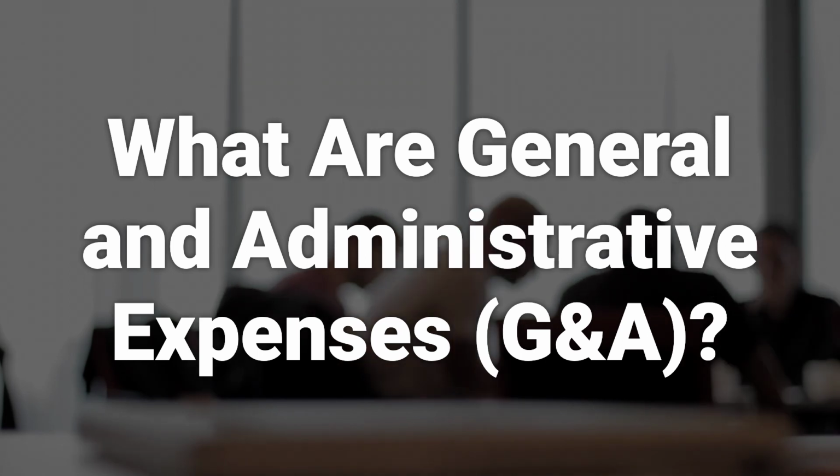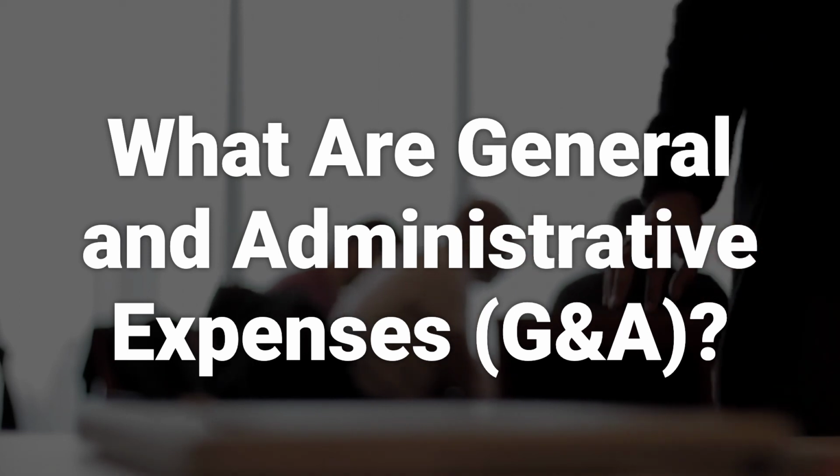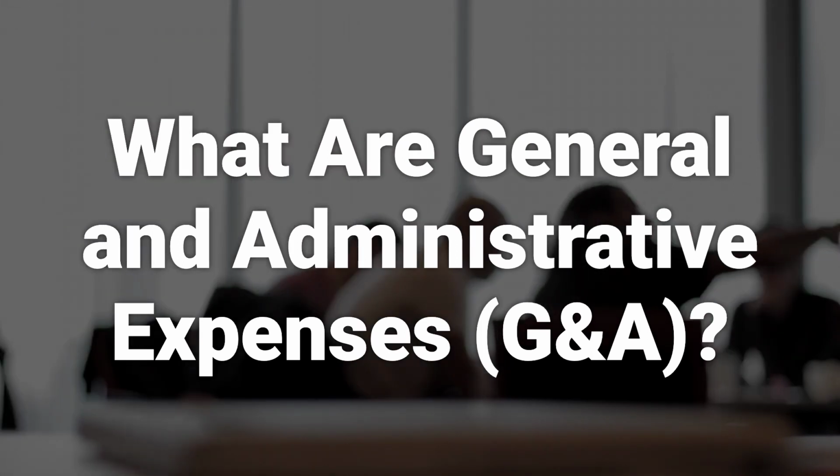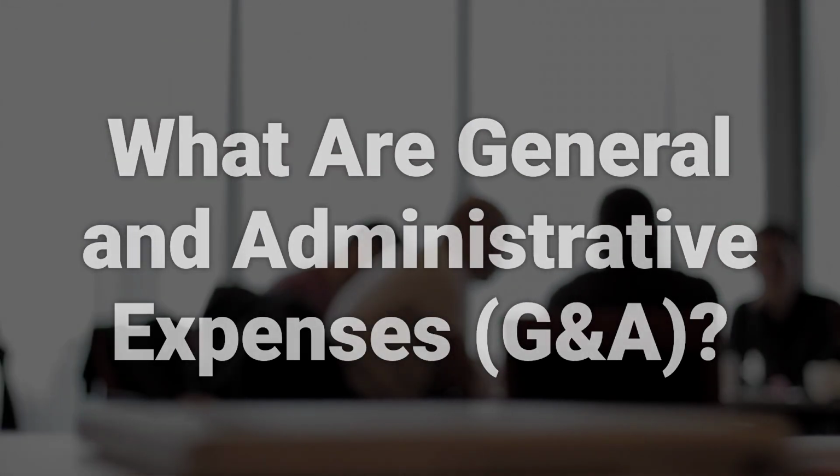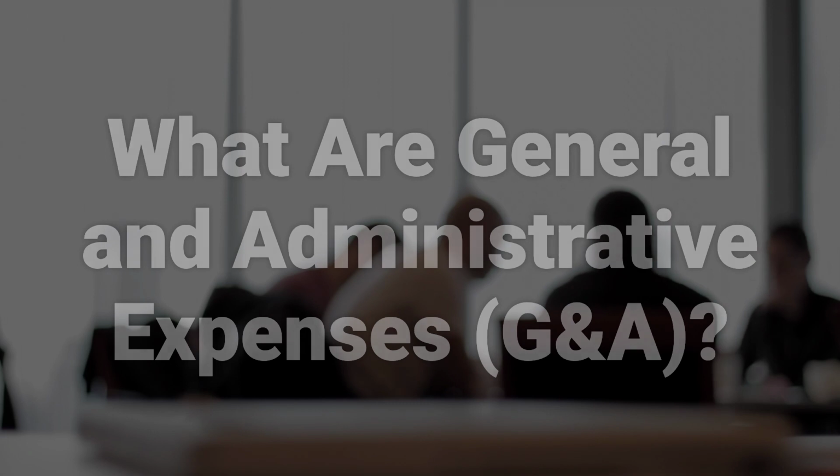Administrative expenses are expenses that cannot be directly tied to a specific function within the company, such as manufacturing, production, or sales. G&A expenses include rent, utilities, insurance, legal fees, and certain salaries.